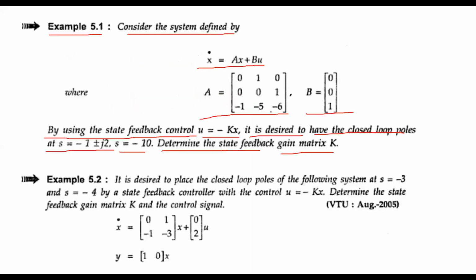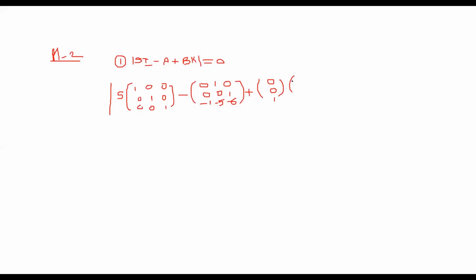Here the matrix A is a 3 by 3 matrix. Therefore, the K matrix should have 3 values. Let the 3 values be K1, K2, and K3. So it is very easy to find the characteristic polynomial using this equation with respect to K1, K2, and K3.